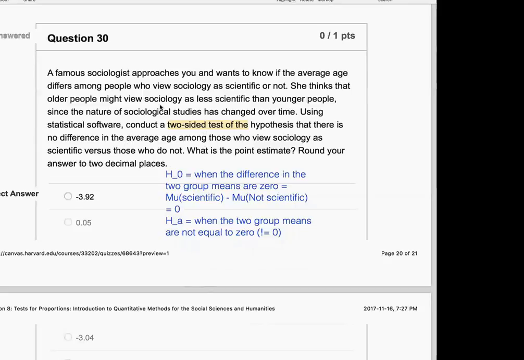So someone had asked, is there a reference to age here? Actually, we do see a reference to age. A famous sociologist approaches you and wants to know if the average age differs among people who view sociology as scientific or not. So when you look at the data set and the variable here, you want to be careful to remind yourself what kind of variable we are talking about. Well, if you're looking at the difference in two integer variables, when you look at the data set, you can see that age is in fact an integer. Logically it is, but not necessarily, right?